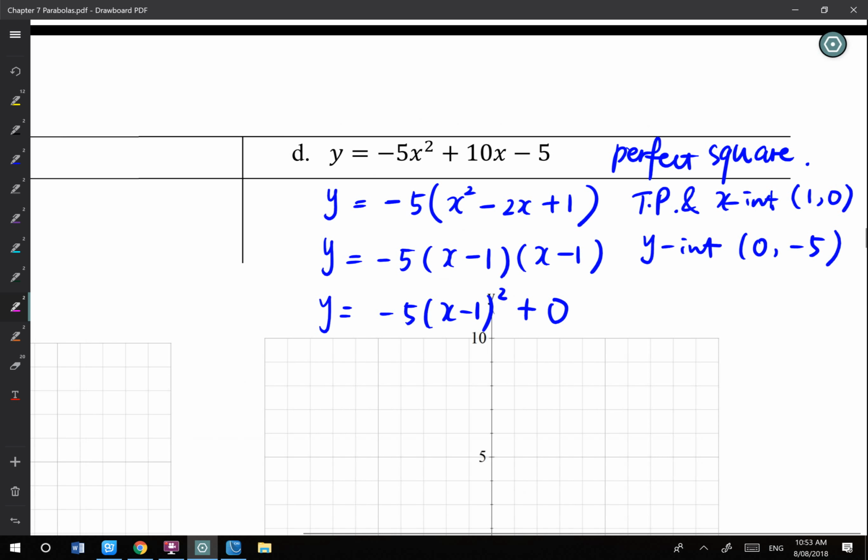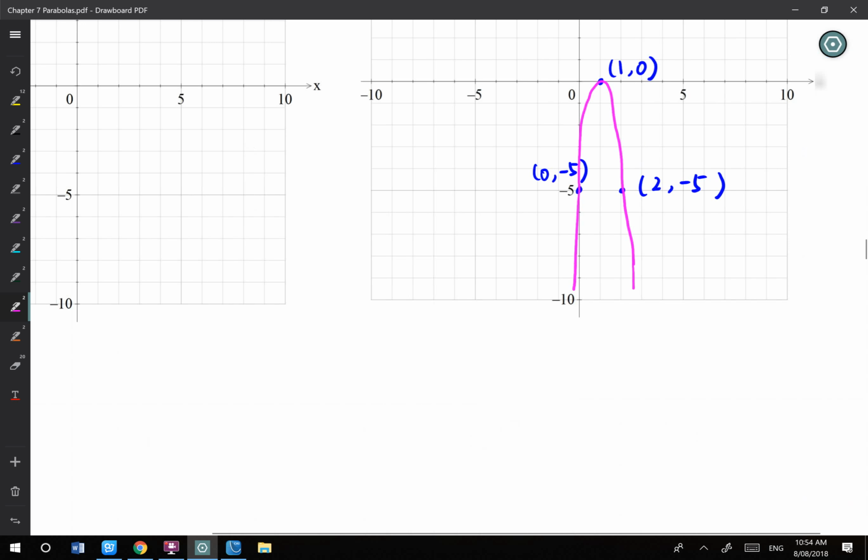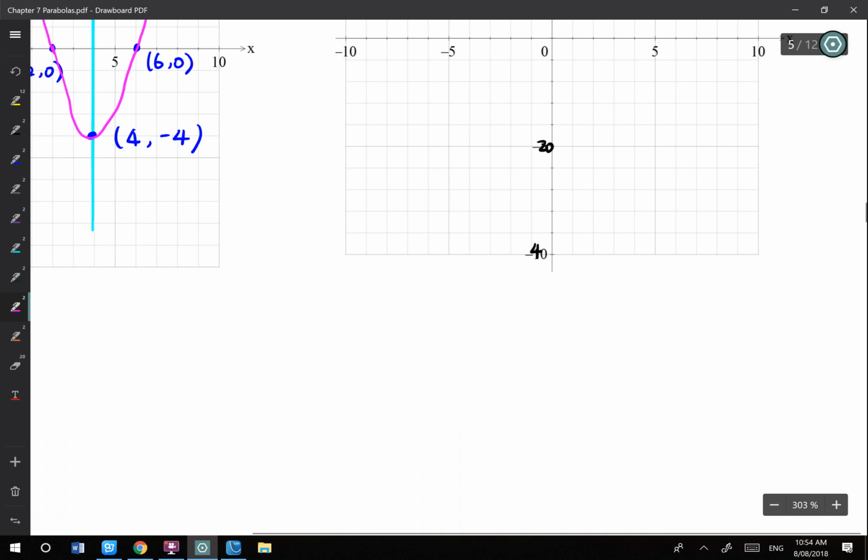Okay, so this one is a little bit special. We see we can factorize that easily, but after factorize it, we have two identical factors. So we have turning point and x-intercept at the same point because it's a perfect square. Okay, I leave two questions for you to do, which is B and C.